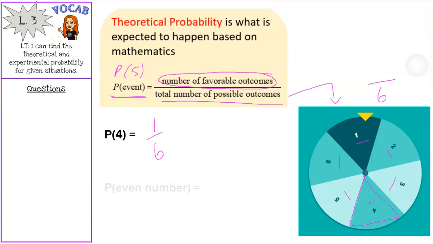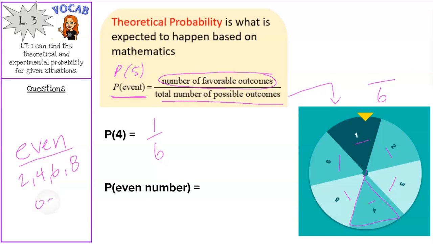And then what would be the probability of spinning an even number? Remember, even numbers are numbers that are divisible by 2. So if we started with 2 and then counted by 2, it would be 2, 4, 6, 8, and so on. Odd numbers are the opposites of the even numbers. So any number that's not even is going to be odd. So if we start at 1 and count by 2, we have 1, 3, 5, 7, and so forth. So we just have to count up the number of even numbers we have on the spinner. We have 1 even number, 2 even numbers, 3 even numbers. So we'd have 3 over 6, which reduces to 1/2.